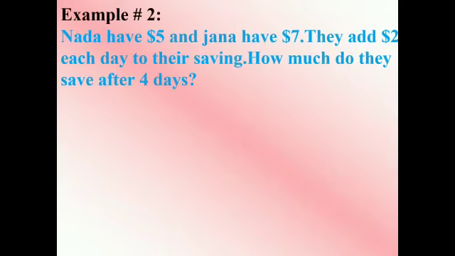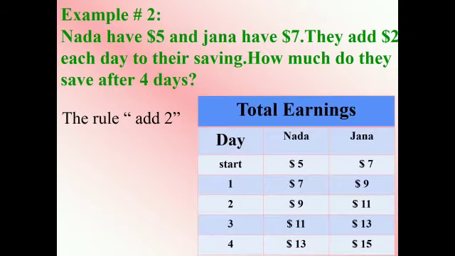Now let's see one more example. Nada has $5, Jana has $7. They add $2 each day to their savings. How much do they save after 4 days? Here we are going to see the total savings of Nada and Jana after 4 days. The sentence says they add 2 each day to their savings, which means the rule is to add 2.